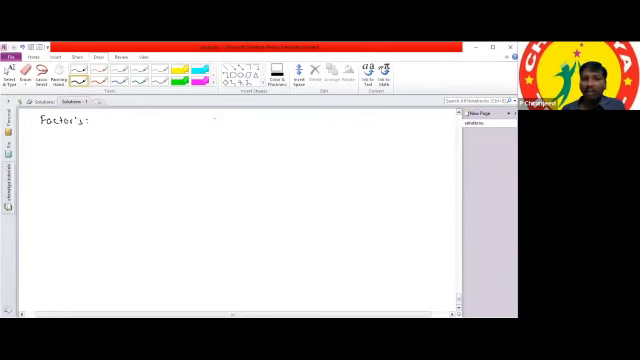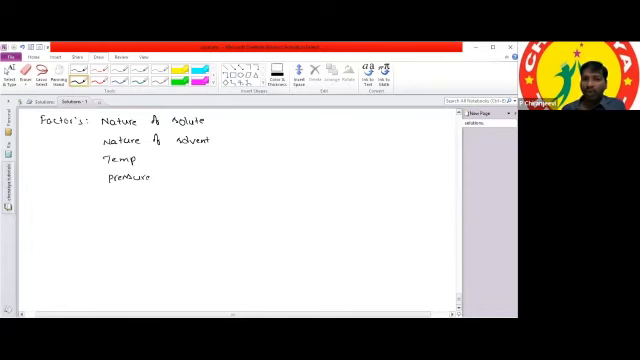What are the factors affecting the solubility of solids in liquids? The first one is the nature of the solute, the second is the nature of the solvent, the third is temperature, and the fourth is pressure. So: nature of the solute, nature of the solvent, temperature, and pressure.